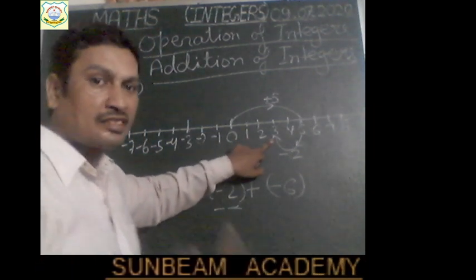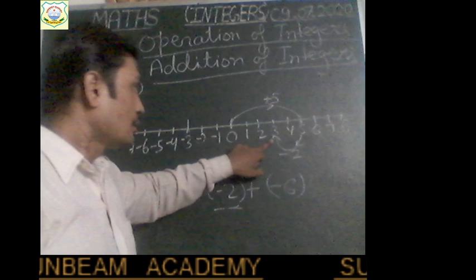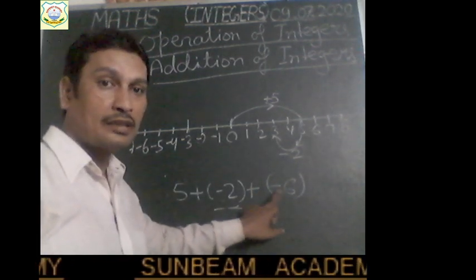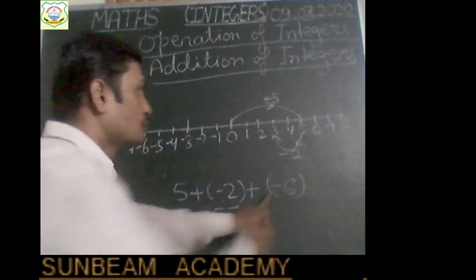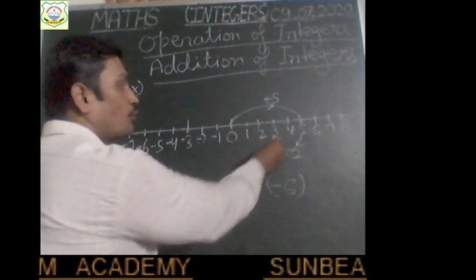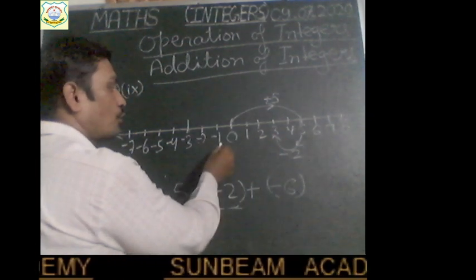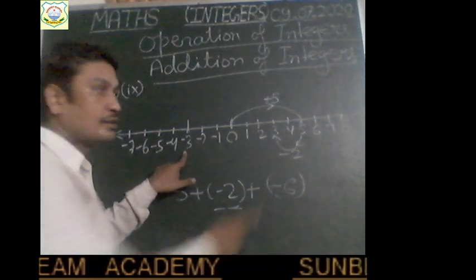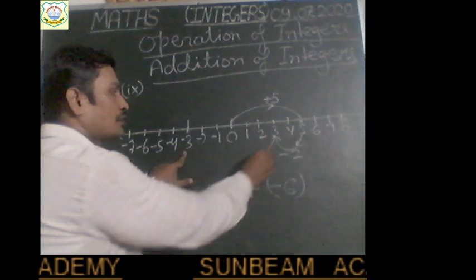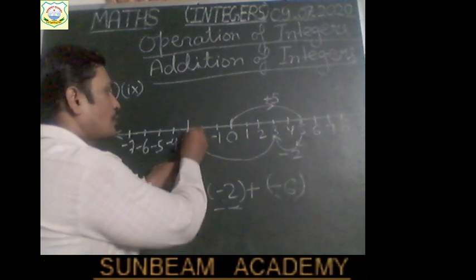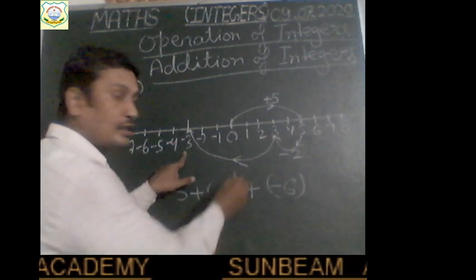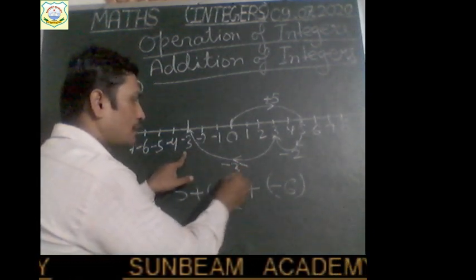From 3, the next step will start from 3. So the next step is minus 6. 6 steps in the negative direction. So from 3, 6 steps: 1, 2, 3, 4, 5 and 6. You will reach minus 3. Am I right? So start from 3 and make a jump directly to minus 3 and show the direction and write the integer here, minus 3.